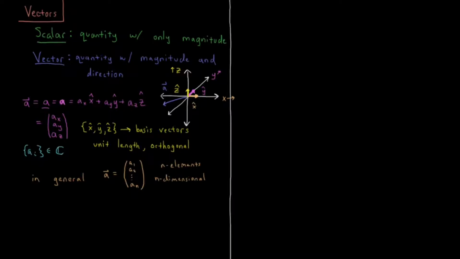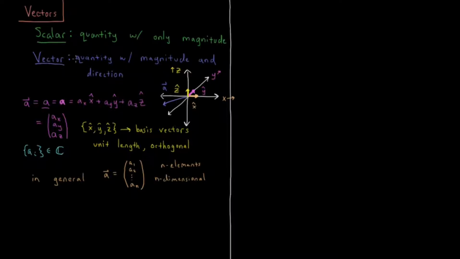This video will be an introduction to vectors in an arbitrary number of dimensions. So a vector, well, let's first define what a scalar quantity is. A scalar is a quantity that only has magnitude. It does not have any direction, it is simply a value with a given magnitude.